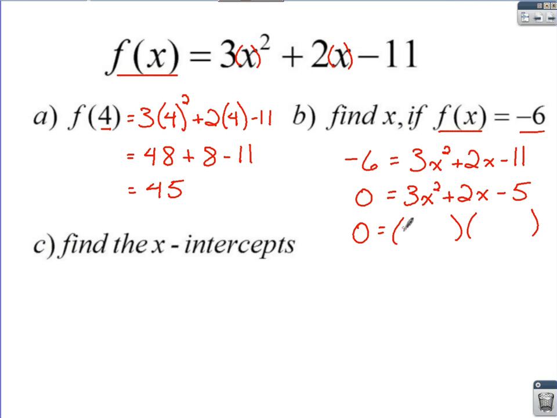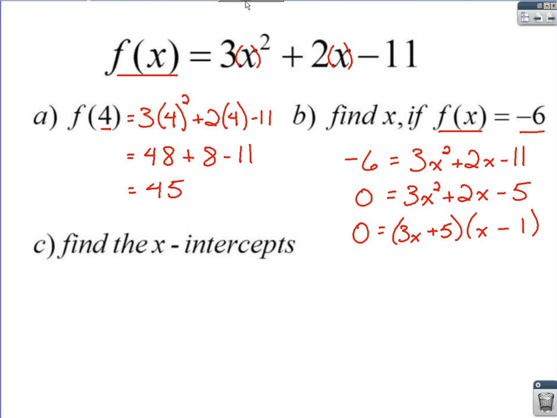In the lead positions, we've got 3x times x to give us that 3x squared. The last positions have to multiply to give us 5, so 1 and 5 are the only factors that work. If we insert 5 here and 1 here, that should work out, right? Because if I make this a plus 5, I get my positive 5x on the inside terms. If I make this a minus, that gives me a -3x on the outer term. So that combines back to give me that 2x.